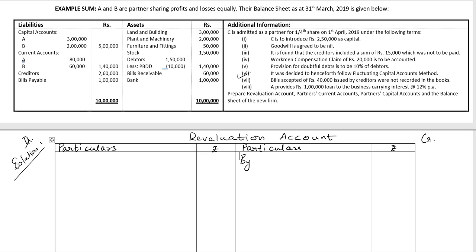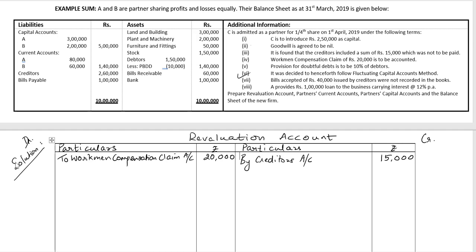So by creditors account 15,000 rupees. Next point, fourth point, workmen compensation claim of rupees 20,000 is to be accounted. There is no reserve at all, so we need to record an unrecorded liability. So to workmen compensation claim account, amount 20,000 rupees.